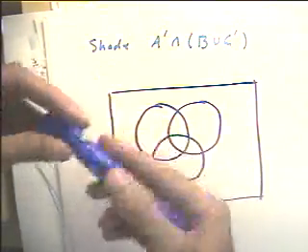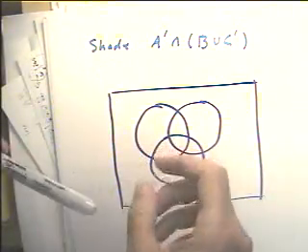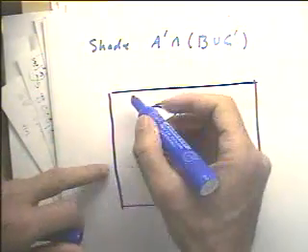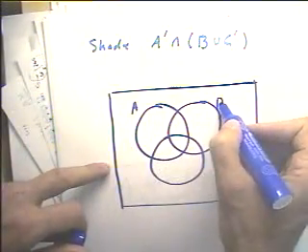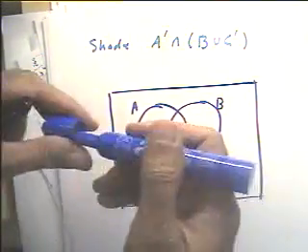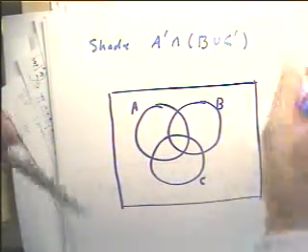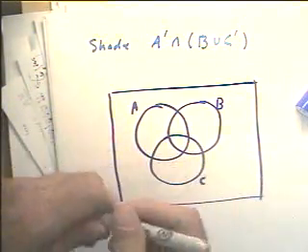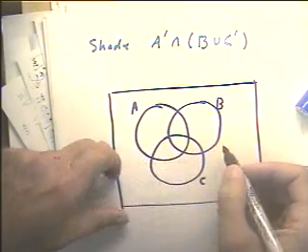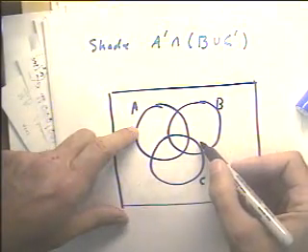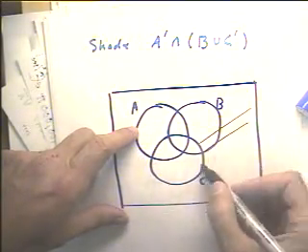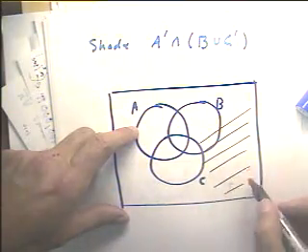Well, let's start by shading the set C prime. Of course, let's label the sets. We have A here, B here, C here. The set C prime is everything outside of the set C. And I'm not going to bother shading C, I'm just going to shade C prime. And let's go ahead and shade this up and to the right.